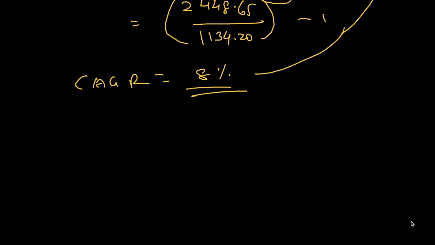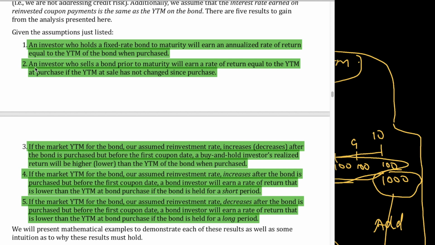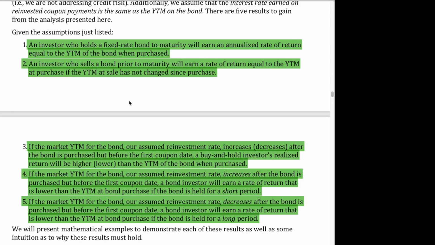Now coming to the second one. An investor who sells a bond prior to maturity will earn a rate of return equal to the YTM at purchase if the YTM at sale has not changed since purchase. Fine. So let's prove the second point now.